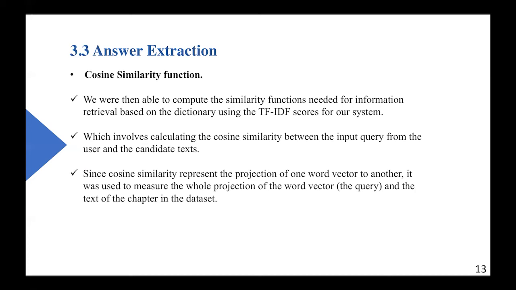After calculation of the similarity matrix with all the chapters available in our data, we ranked the documents in descending order and we displayed the most relevant document to the whole user's query vector.